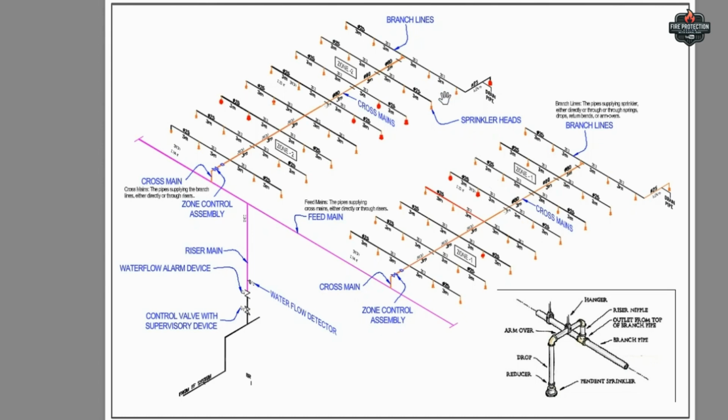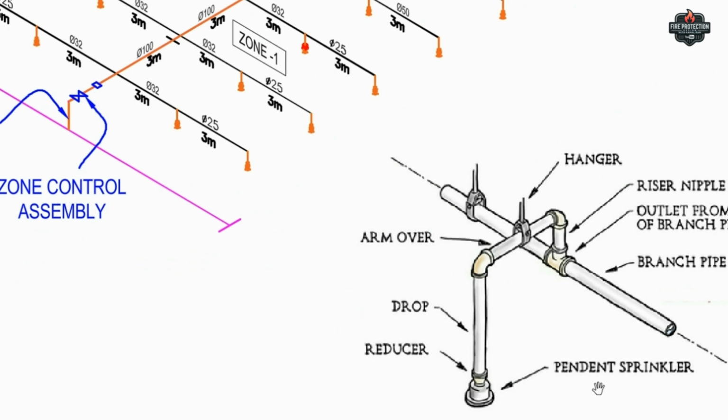So first we have sprinkler heads, which discharge water to the floor area in the case of fire. Then we have branch lines. These are called branch lines. The branch lines are the pipes supplying water to sprinklers either directly or through drops or return bends. This is called return bend, or arm-over. This is called arm-over. This is called riser nipple.